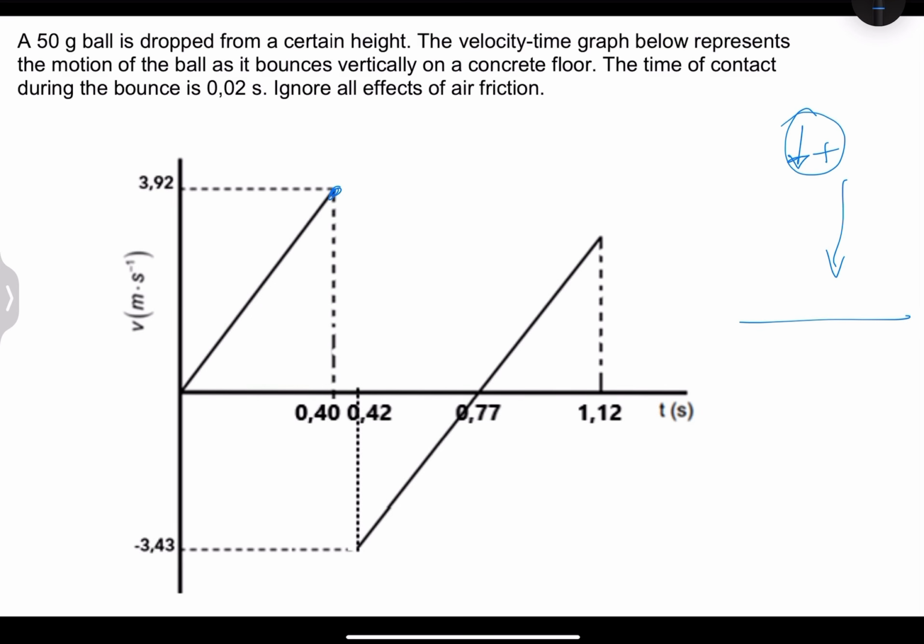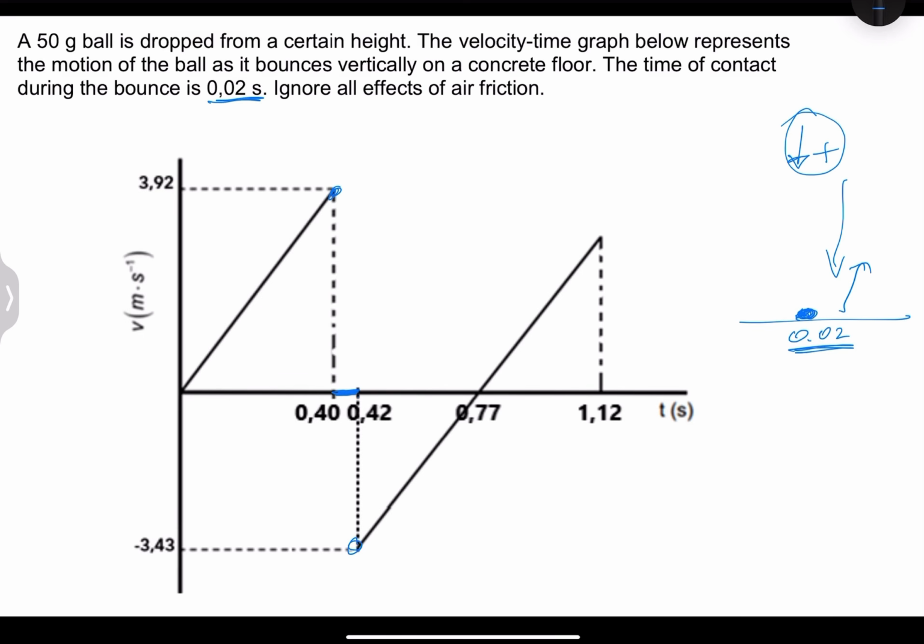This is when it gets to the ground, just before it hits the ground. And then it collides with the ground for that period of time between 0.4 and 0.42. So it was in contact with the ground for exactly 0.02 seconds, as they indicated there, and then started moving upwards.